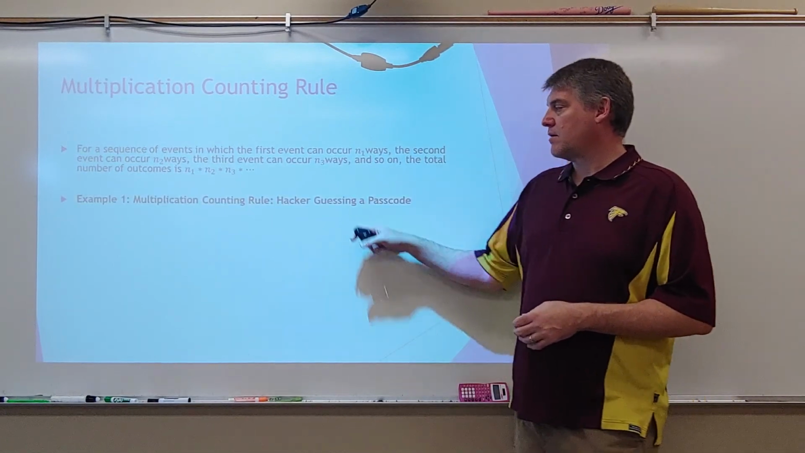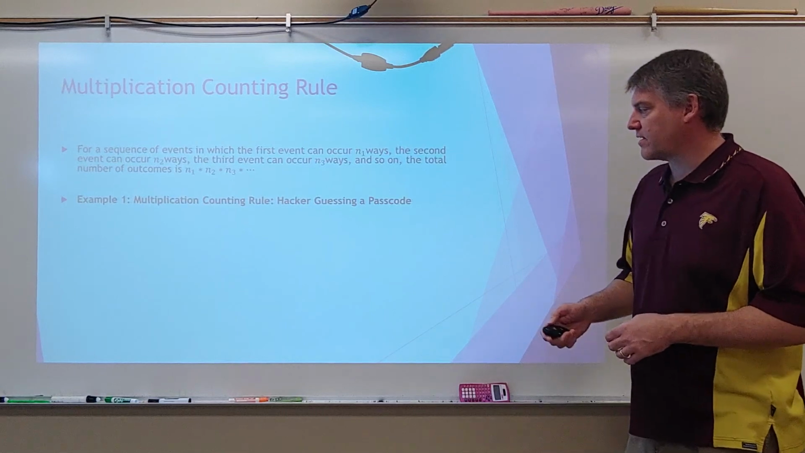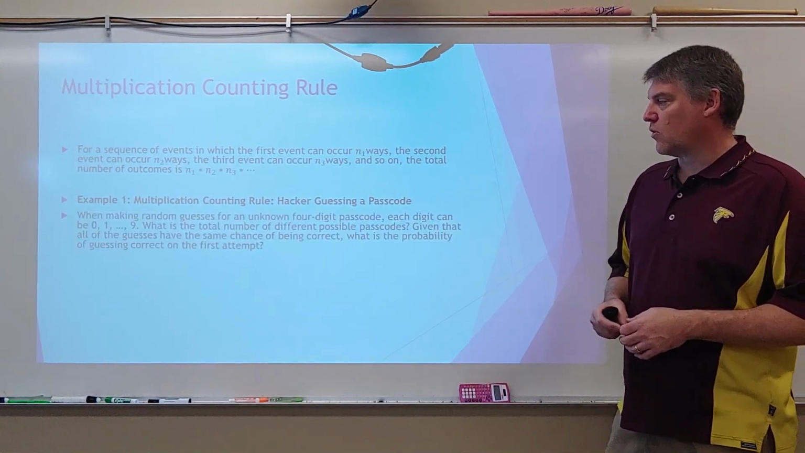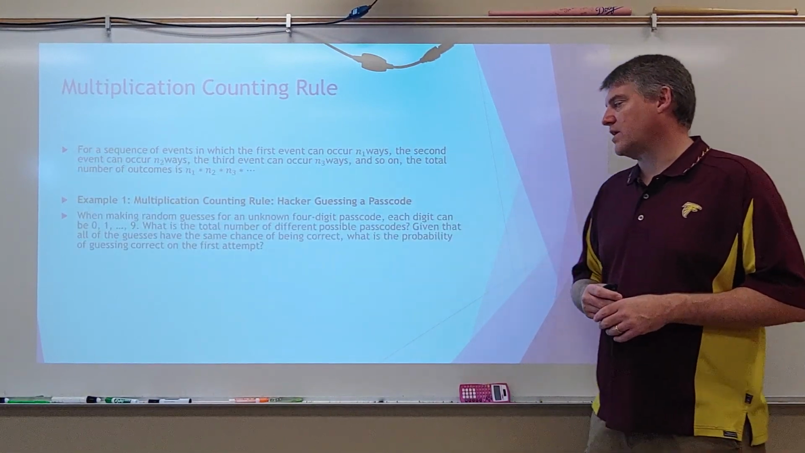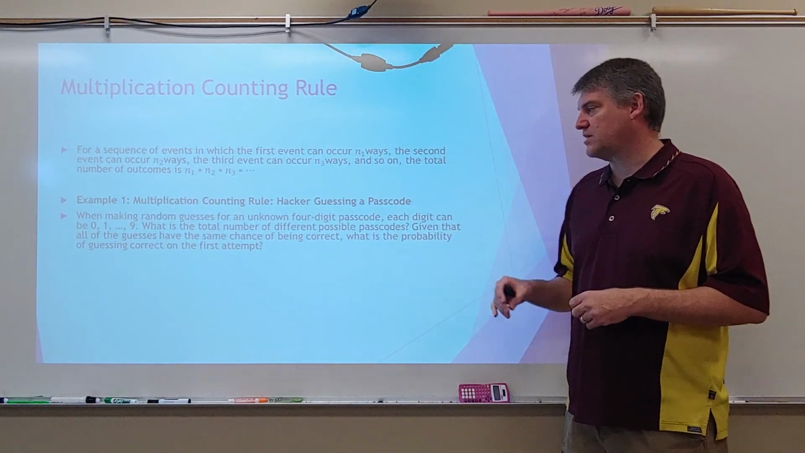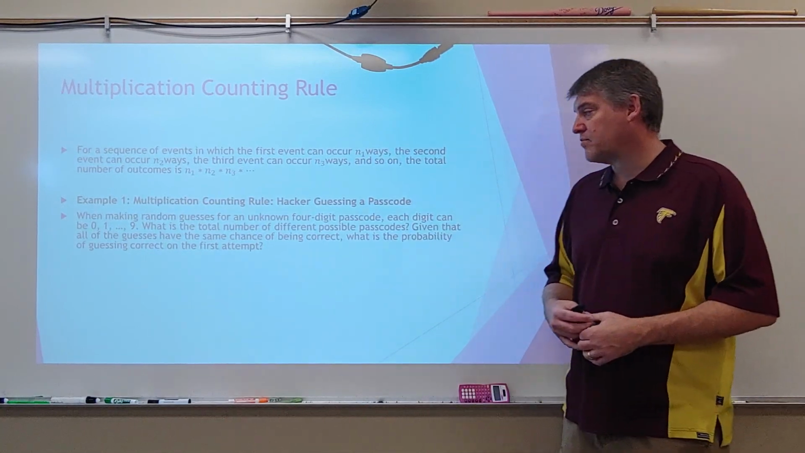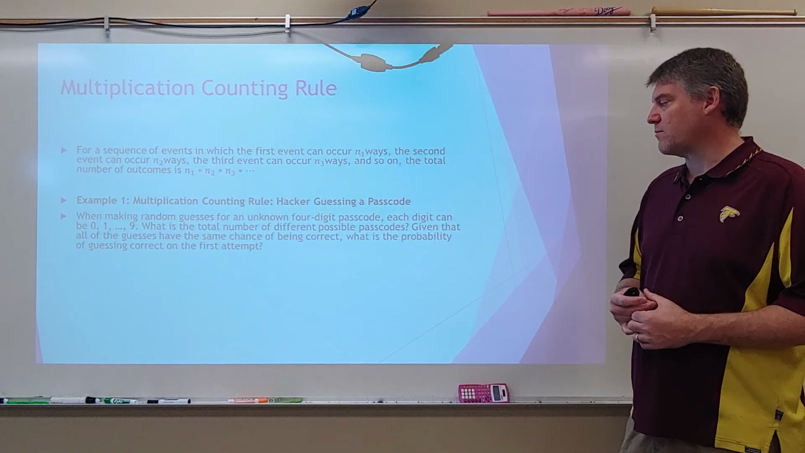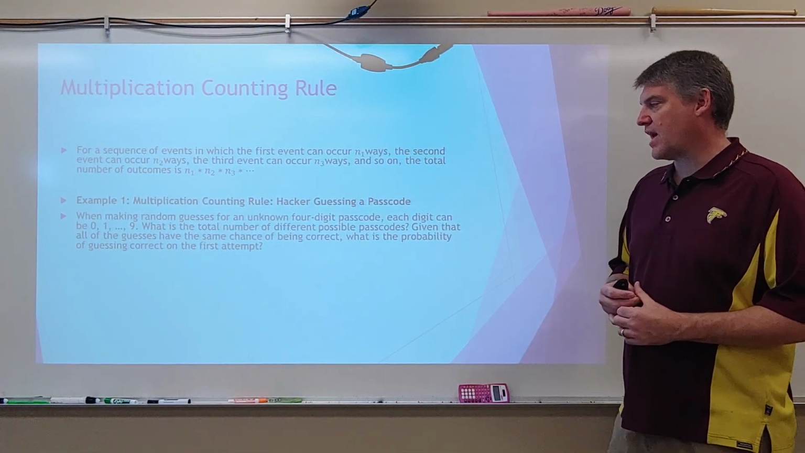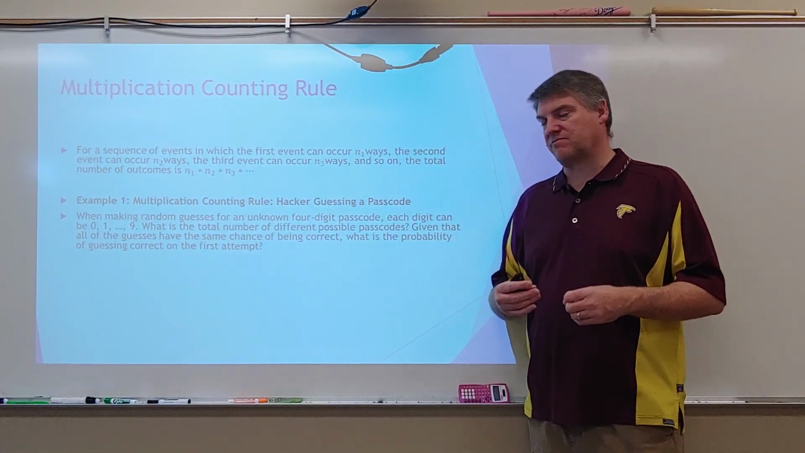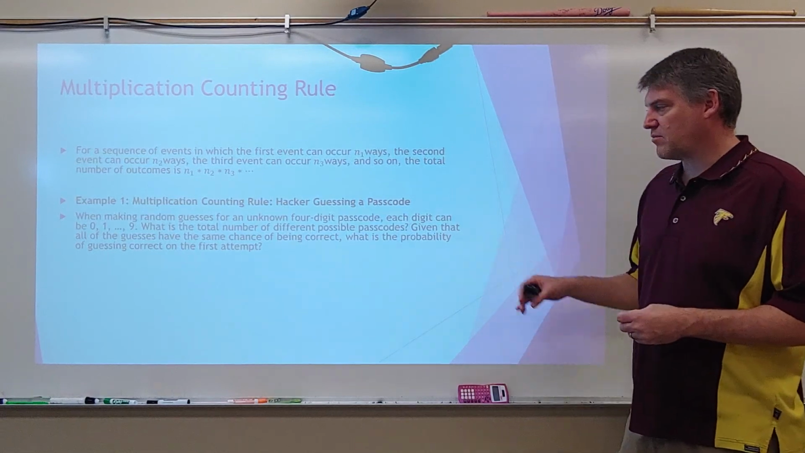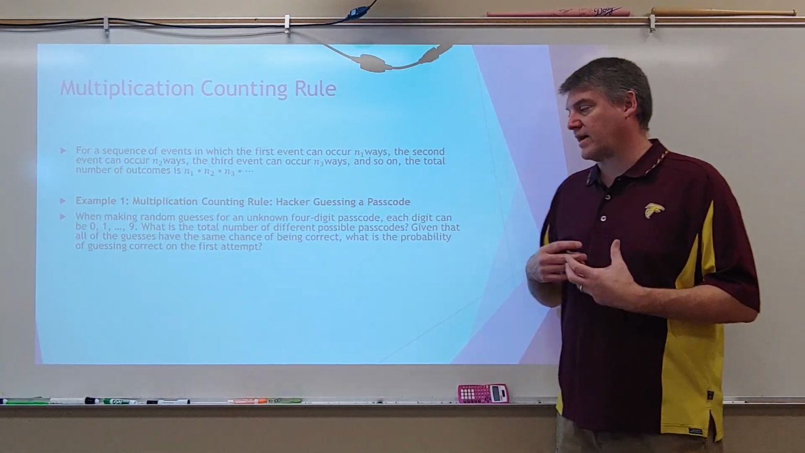Multiplication counting rule: the hacker guessing a passcode. When making random guesses for an unknown 4-digit passcode, each digit can be 0 through 9. What is the total number of different possible passcodes, given that all the guesses have the same chance of being correct? What is the probability of guessing correctly on the first attempt?